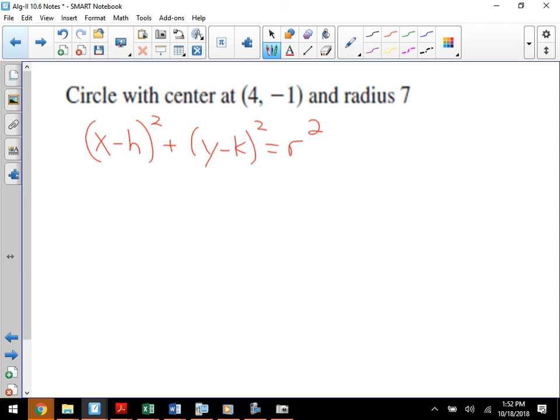If the center is located at 4, -1, what's your h and k? 4 and -1. And if your radius is 7, what's the value of r? 7. All right, so like I said, I know you can do it. I got faith. All right, ready? (x - 4)^2 + (y + 1)^2 = 7^2, which is?